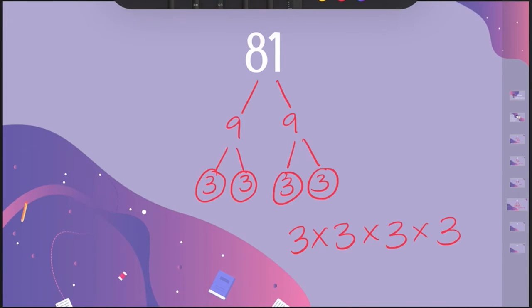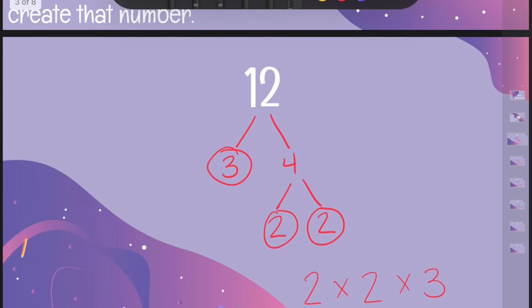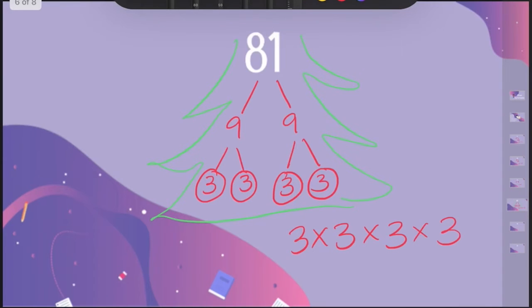I don't know if I've mentioned this yet, but what we are creating is something called factor trees. If you notice, this kind of looks like a tree, right? It's kind of shaped like a Christmas tree, which is why they're called factor trees. So in order to find the prime factorization, which was my 3 times 3 times 3 times 3, I create factor trees. Some of them look more like trees like this. Others might be kind of lopsided like how we did here for 12. But they are all called factor trees.